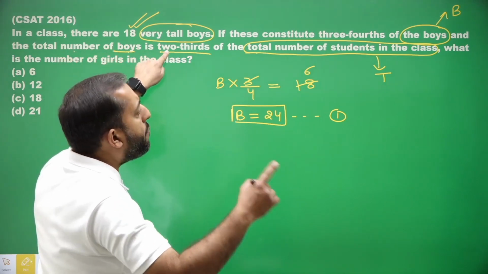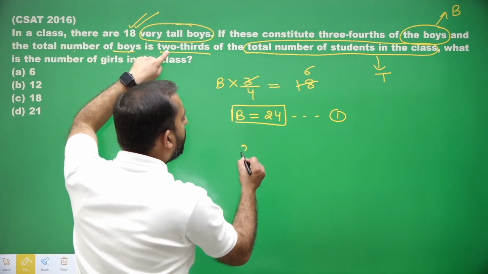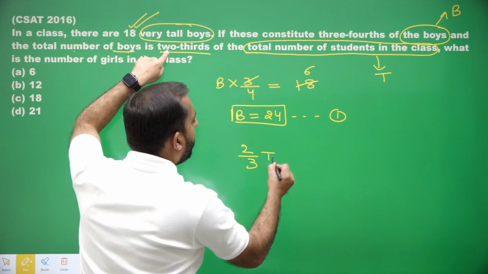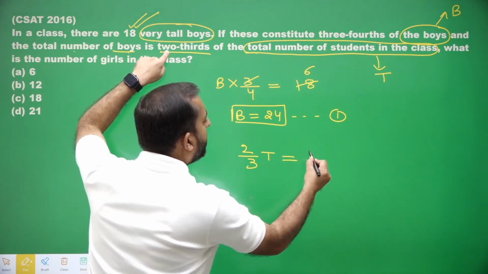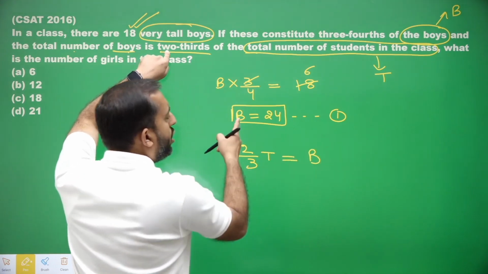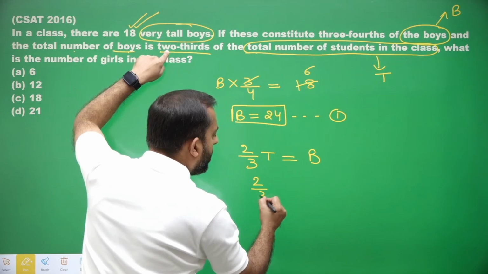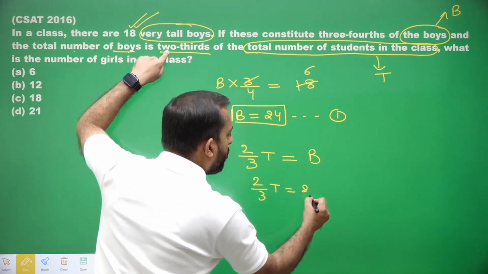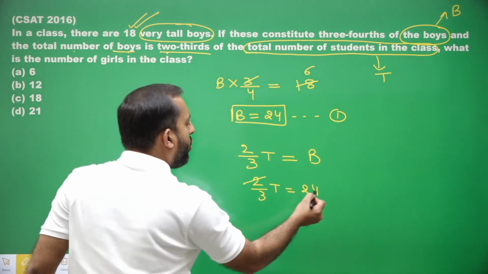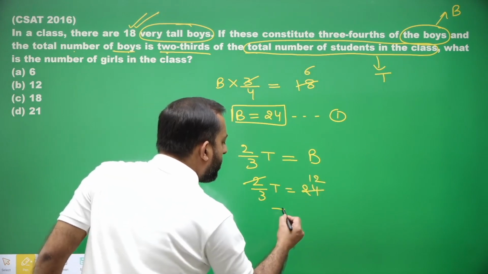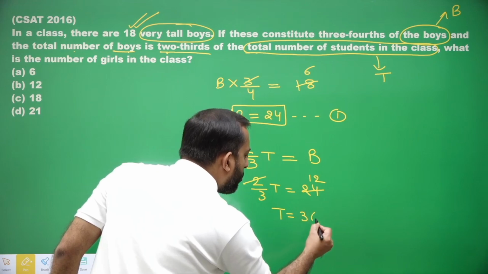It is written that the total number of boys is 2/3 of the total number of students, which means if we do 2/3 of T, it gives me the count of total number of boys. The total number of boys was B. So 2 by 3 T should be equal to 24. Now 2 and this goes with 12, so T comes out to be equal to 36.